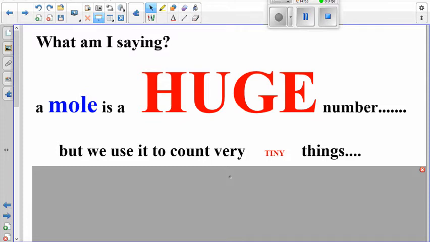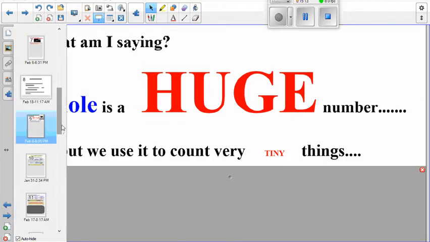Why do we use a pair for shoes? Because shoes are pretty big. Why do we use a dozen to count donuts? They're a little bit smaller than a shoe. Why do we use a ream to count paper? Paper's a lot thinner than a donut. Why do we use a mole to count atoms and molecules? Because they're so tiny. Does that make sense? So that's the idea.